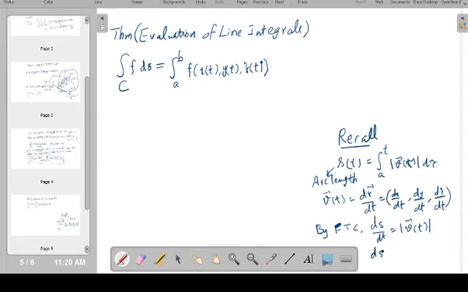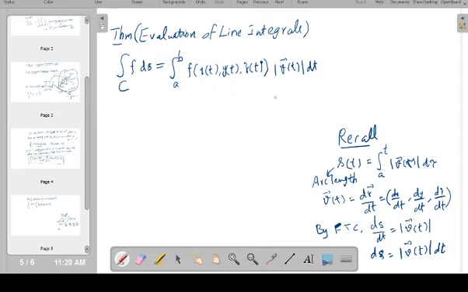That means ds is modulus of v of t dt, and this ds is substituted by this value, modulus of v of t dt. And this theorem, its proof is from advanced calculus, you don't have to worry about it. This is how we evaluate that line integral.